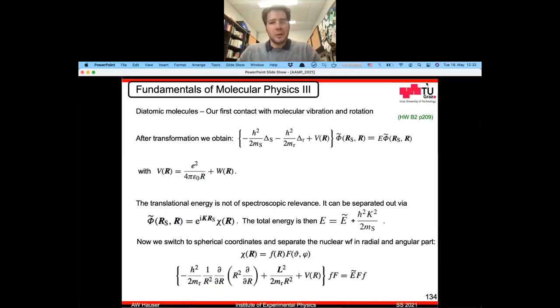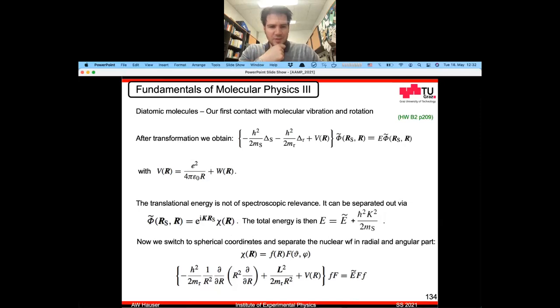since we are not in an external field, right? So translational aspects don't play a role. There might be some energy in translation, but it's spectroscopically not relevant for us. So the whole information that we are interested in is in this chi of R, with R denoting the difference of the distance between the two atoms, and we switch to spherical coordinates to take advantage of symmetry.